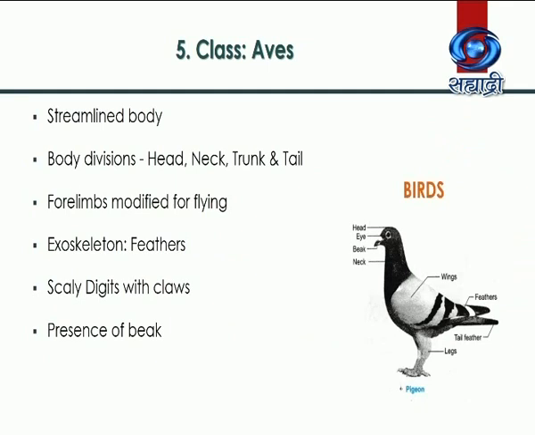Class Aves shows following characteristics. Most of the members belonging to this class can fly, except some flightless birds like ostrich. Here, body shape is streamlined so that it can minimize the air resistance. Body is divided into four divisions, that is head, neck, trunk, and tail. In these members, forelimbs are modified into wings for flying.